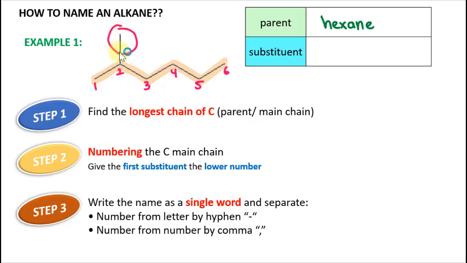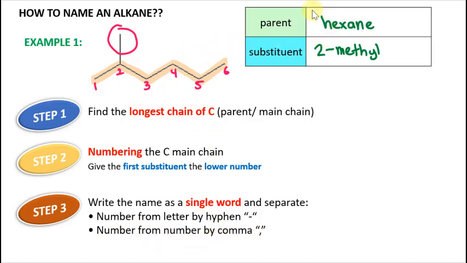So the substituent here is an alkyl group and it only got 1 carbon, so it is a methyl group. The substituent is placed on the second carbon. Okay, so since we have the methyl group, it's going to be 2-methyl. Alright, and then last step, we are going to name this compound in a single word. So use the hyphen to separate the number from letters and separate the numbers from numbers by using comma.